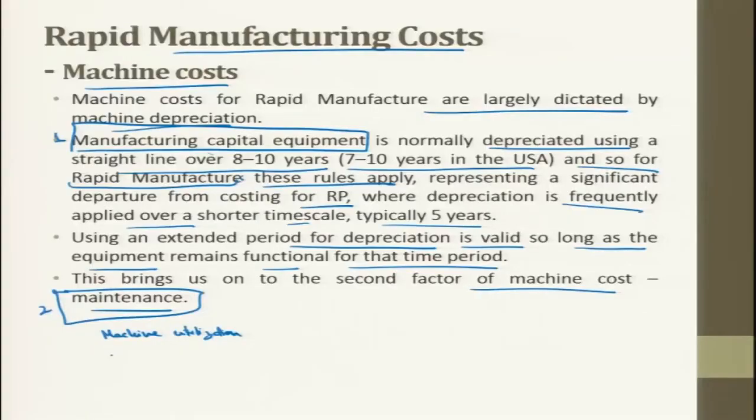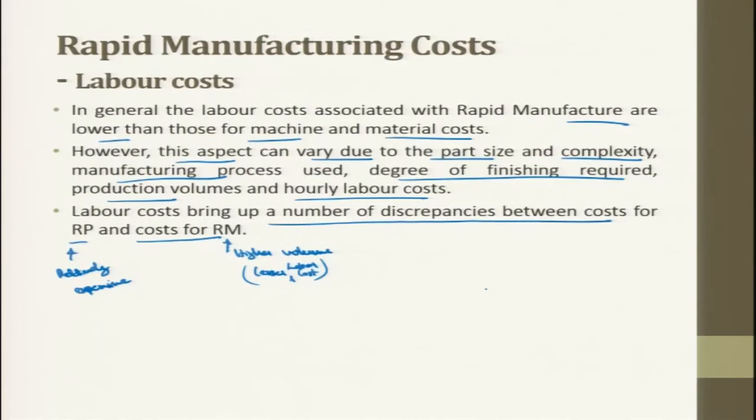Morning. Welcome back to the lecture on costing in rapid manufacturing. We have discussed the machine, labor and material costs in the previous lecture. Machine cost was discussed. Machine is capital equipment, with the cost of purchasing the machine and the cost of maintenance. Then we had material costs, then labor cost. Typically, machine plus material plus labor is the total cost of the product.